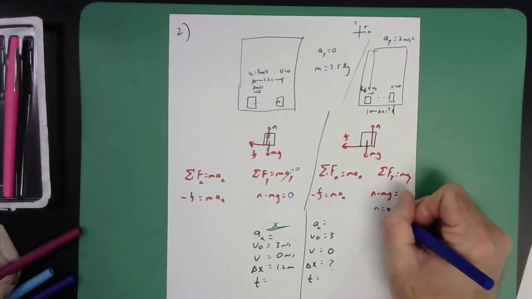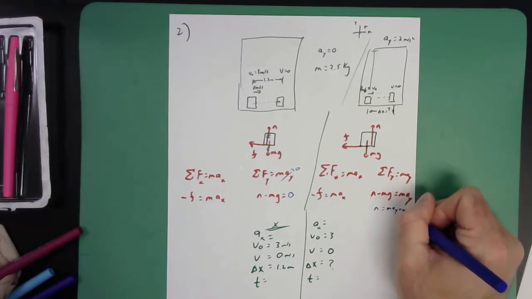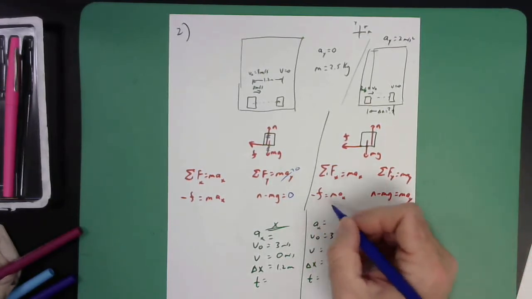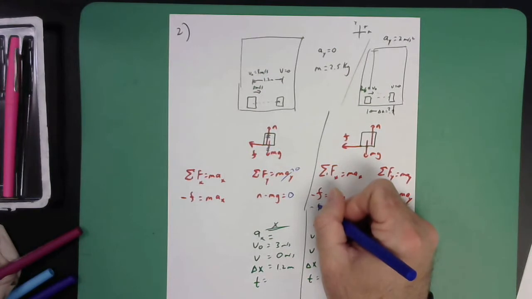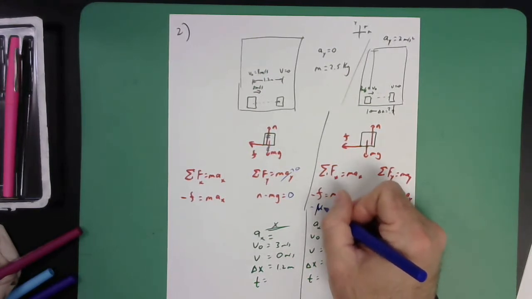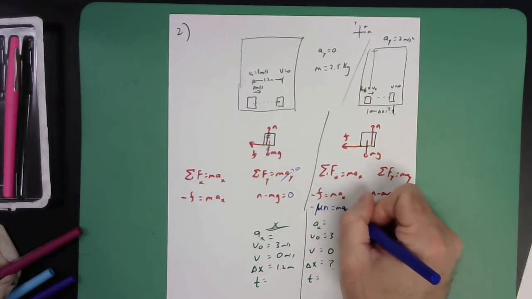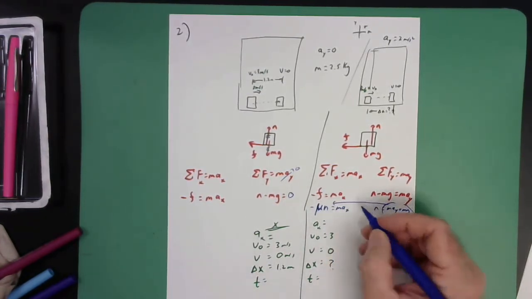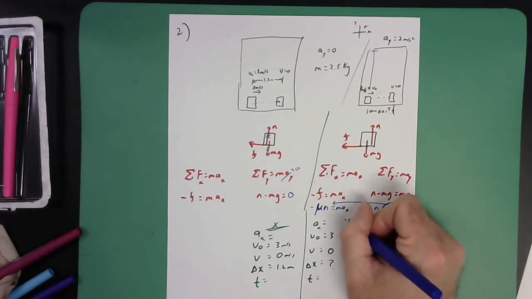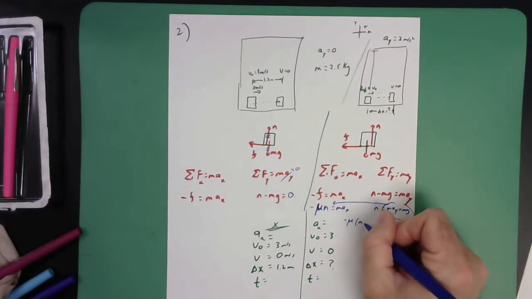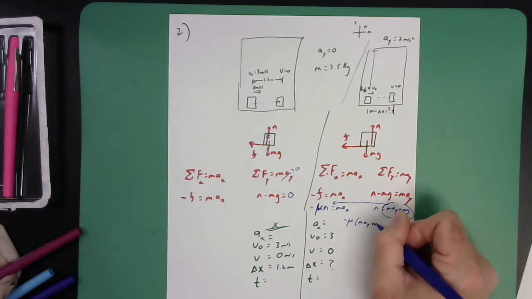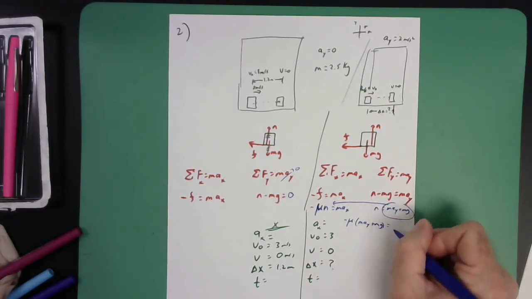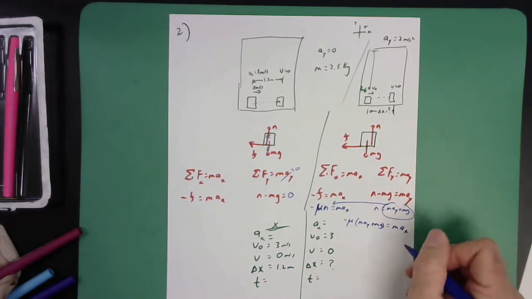N is may plus mg. Over here, the friction is going to be minus mu N, and that is ma in the x. Now the N here, I'm going to substitute over there. So I'm going to get minus mu m a_y plus mg equals m a_x.